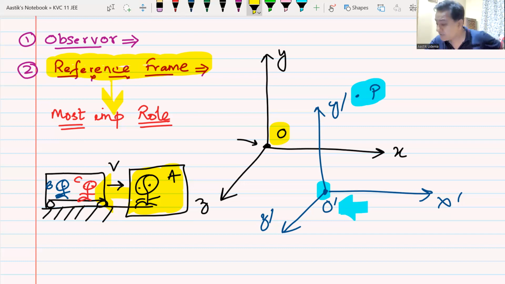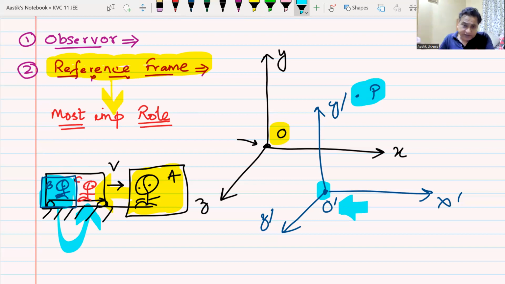But if I change my reference frame and shift my observer to this position, if I become B, chilling out in the bus, and I watch the motion of C, the same gentleman whose motion A is watching, what will I see? I will see that the gentleman is at rest. A sees that C is moving, B sees that C is at rest. C is doing what he is doing. He has not changed anything. But to A, C looks in motion. For B, C looks at rest.